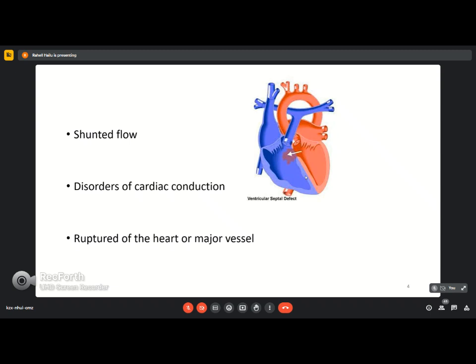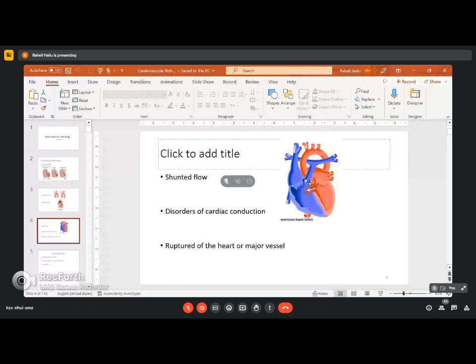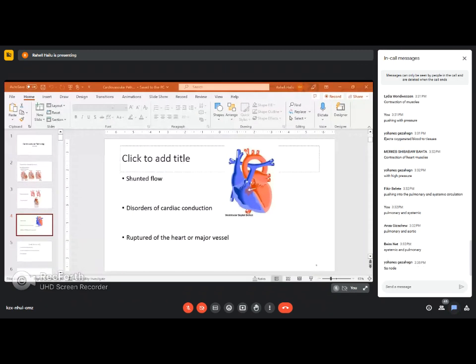And then disorders of cardiac conduction. This is the impulses. Where is the cardiac impulse generated? The SA node. Where is the SA node? Then where do the impulses go from there? What do they enter? Impulses. By the way, what's the SA node structurally? Yeah, it's found in the right atrium.